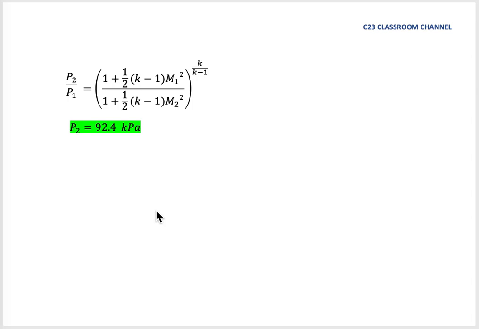And we do the same calculation by using the pressure ratio equation of this one. You could substitute all the values, and you could get P2 equal to 92.4 kilopascal.